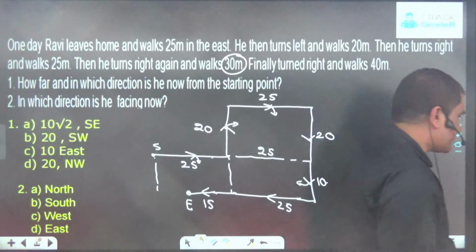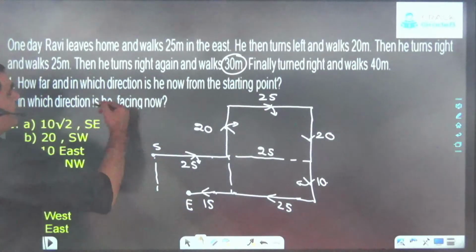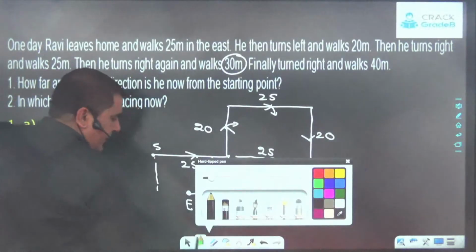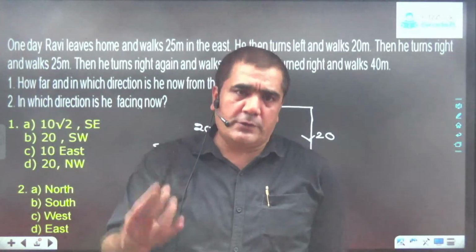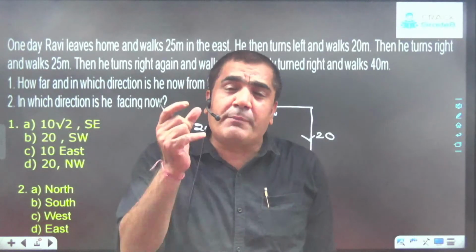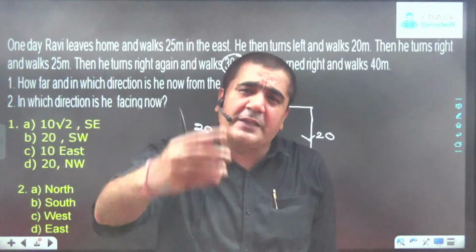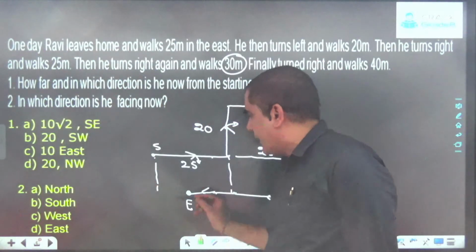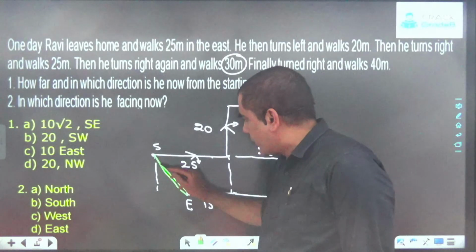Clear? Now the question: how far and in which direction is he now from the starting point? Whenever the examiner asks distance, sometimes the examiner uses minimum distance, shortest distance, aerial distance. All mean the same. Means what? From starting to end. If I join this by a line, what should be the length of this line?